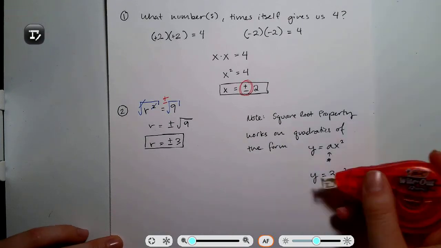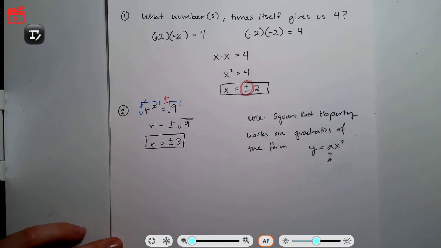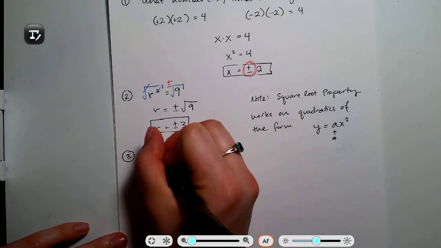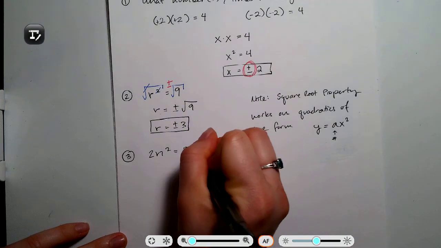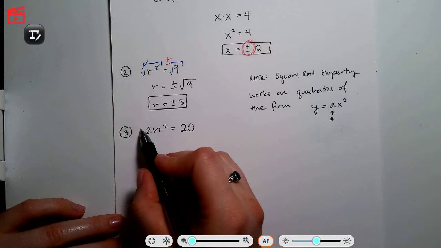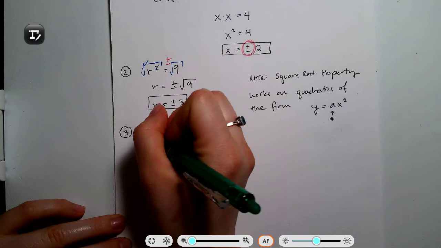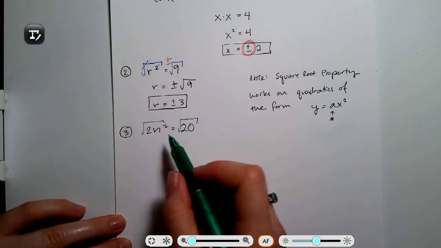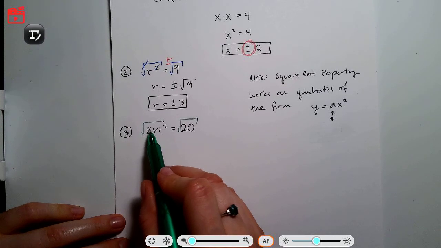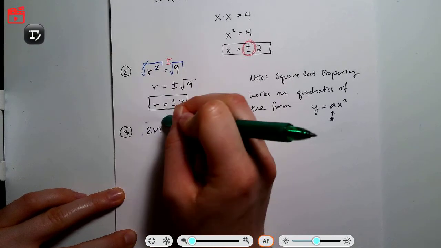Okay, let me just erase that example so I can have more room for our class activities. All right, number 3. 2n squared equals 20. Solve for n. Well, I might be tempted to immediately go ahead and square root both sides. But if I did that, I'd have to figure out what the square root of 2 is, which I don't really know a nice number for. That's going to be a decimal. So I don't want to take the square root quite yet.